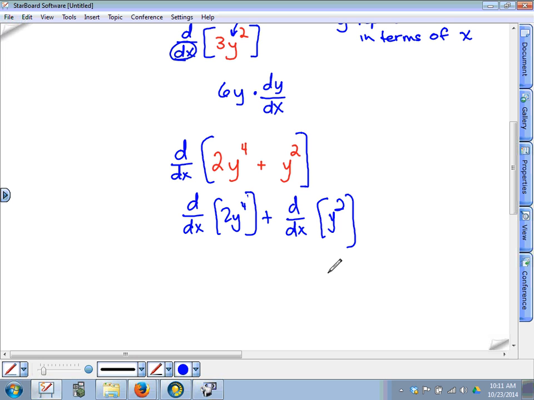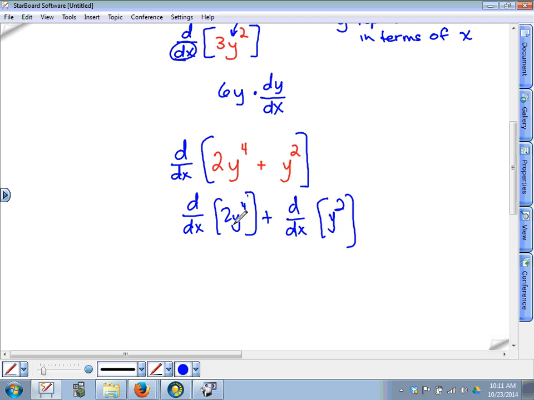I want you to be clear on why we're using chain rule. What are we taking the derivative with respect to? X. But what do we have here? We have y. If the variables don't match, that's implicit differentiation, and you have to use a chain rule, okay? So on a homework problem or a test, are they going to give you an equation for y? Yeah, we're getting to that.